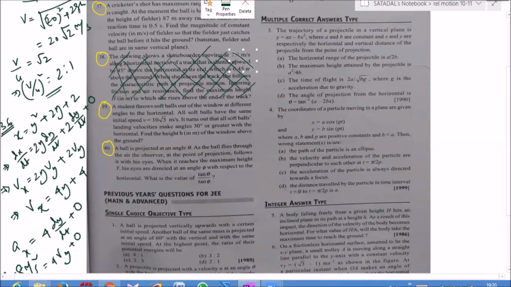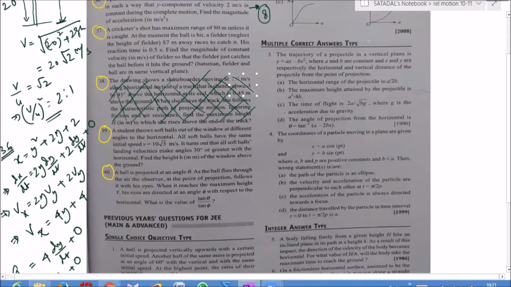Yeah, Shiva, tell me. Sir, it is 37, 2 meter per second. Yes, perfect answer. Very good. You see here what you have to do. It's pretty simple. For question number 37, try to understand the question.